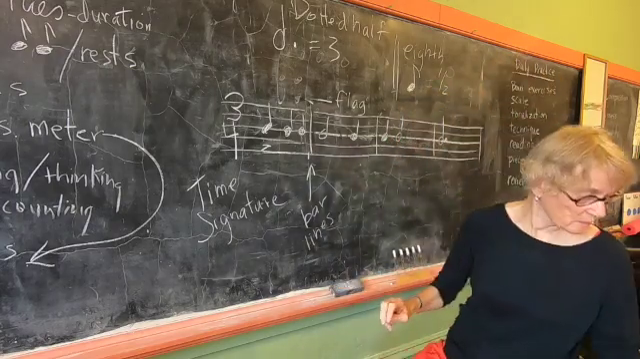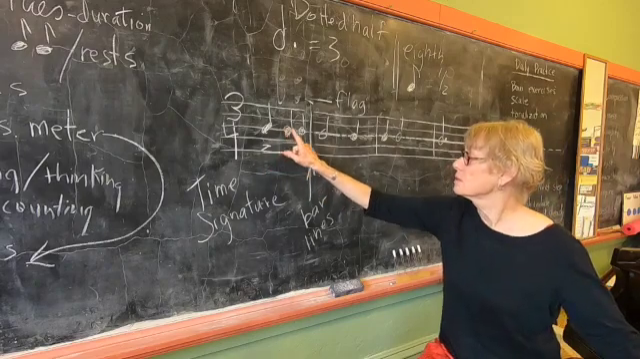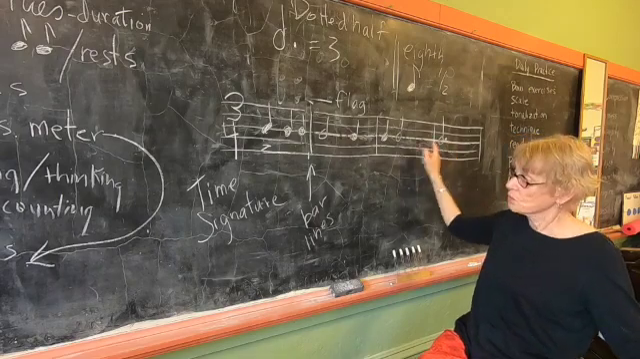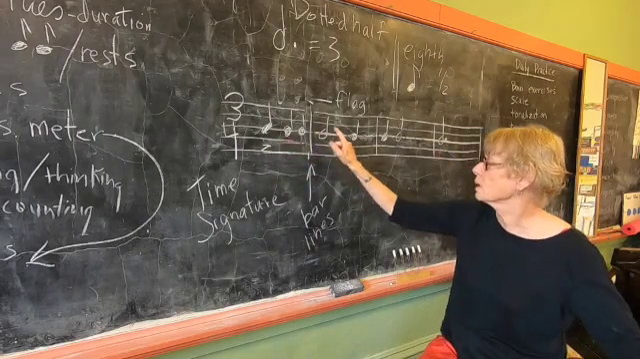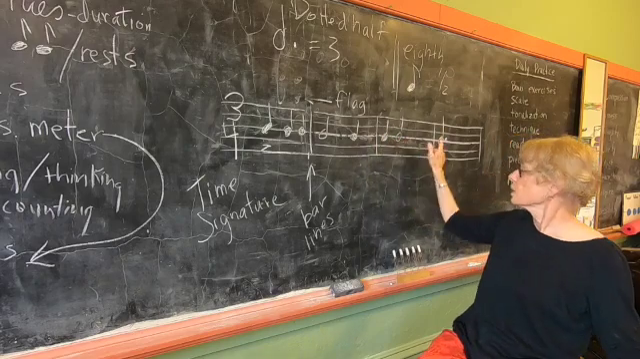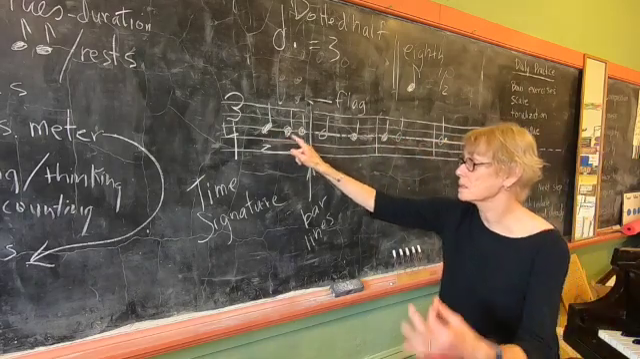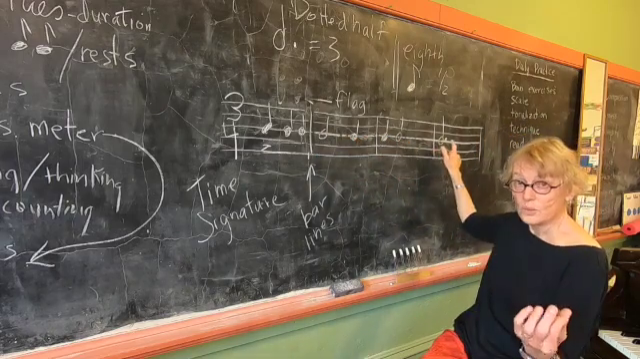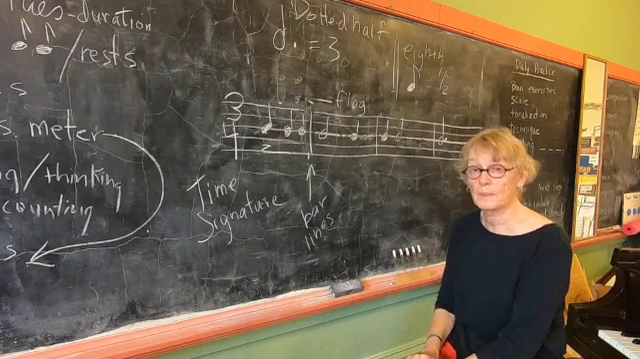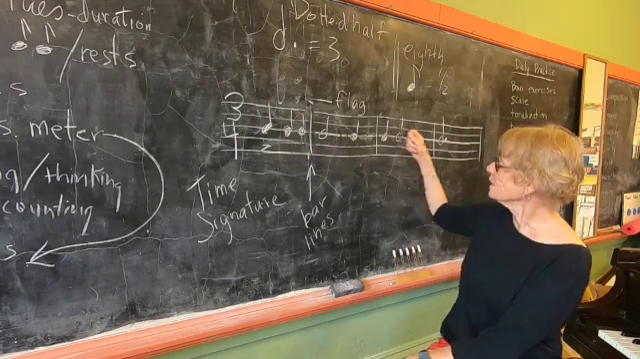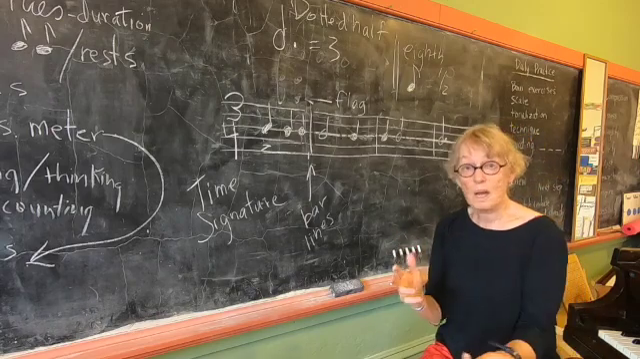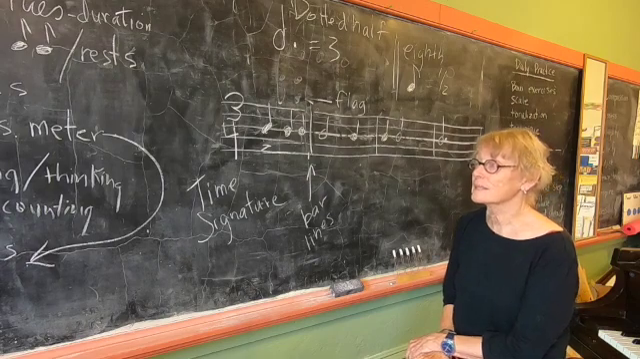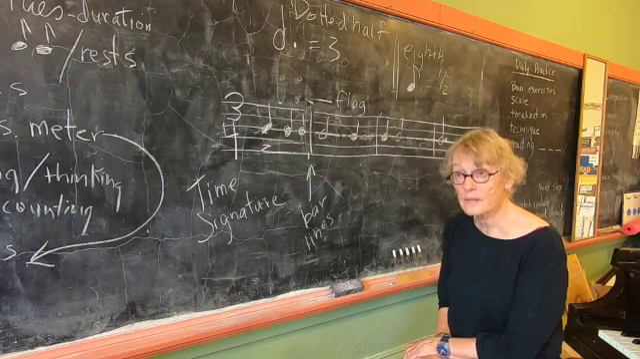Let me play this a couple times. 1, 2, 3. 1, 2, 3. Counting all the time to make sure that we don't pause at the bar line, to make sure that we don't speed up, to make sure that we don't drag or slow down. These are the basics of our beginning rhythm.